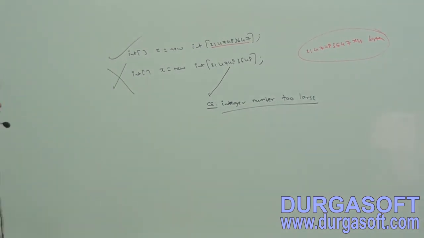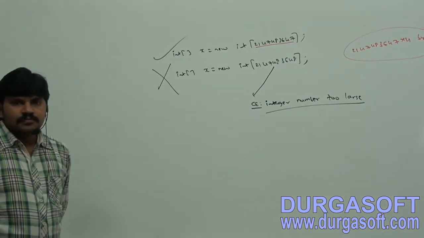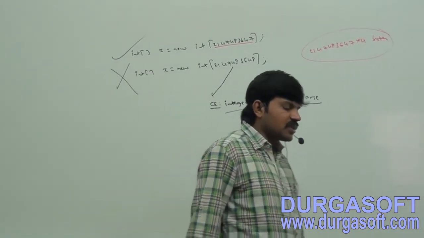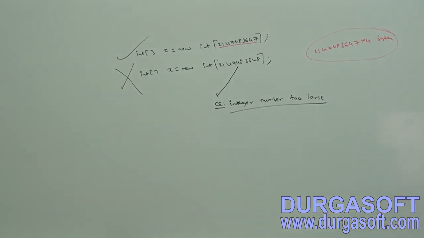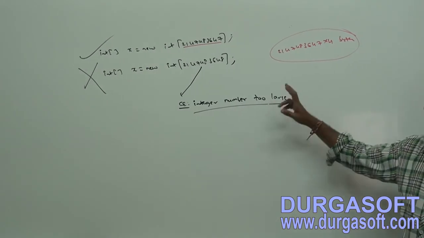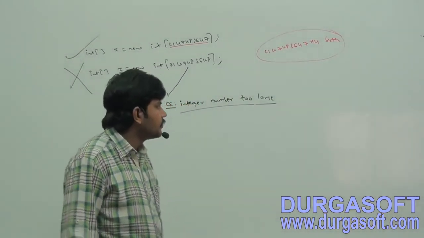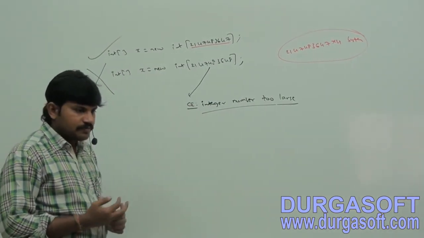But of course, if sufficient memory is not available, even in the first case we will get a runtime exception. That is not my program's mistake; that is a lack of system resources. I can't do anything in this case. Integer number too large is a compile time error. Is that clear for you people?